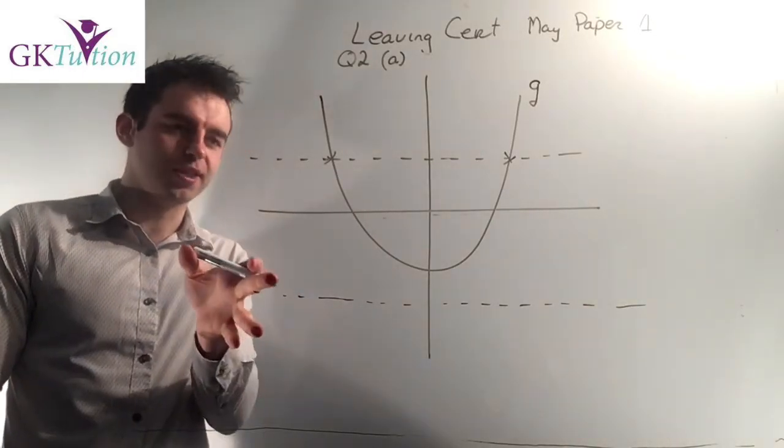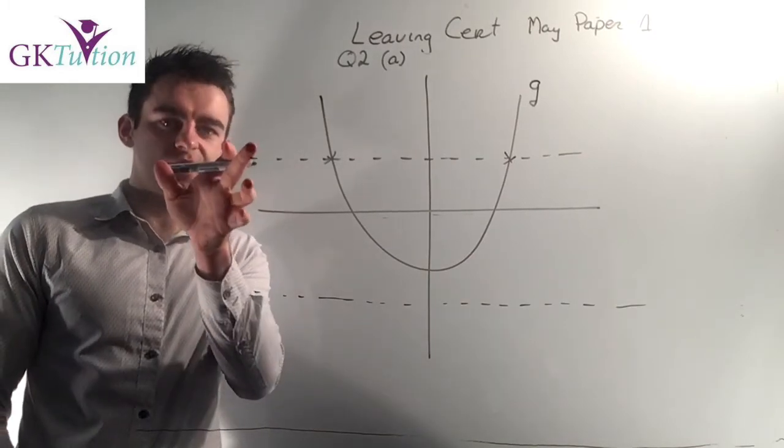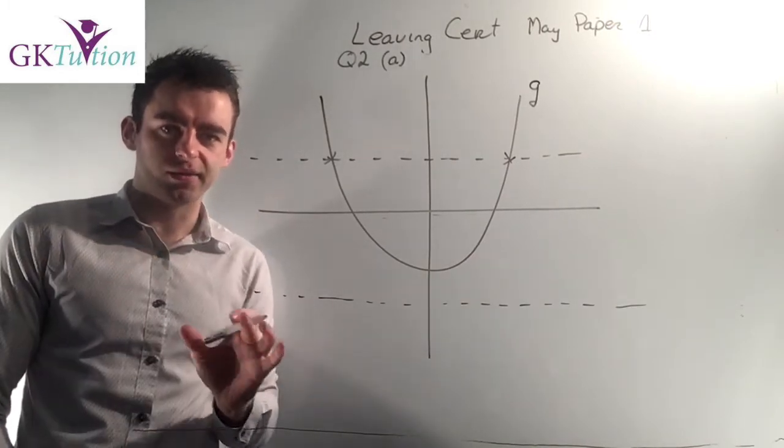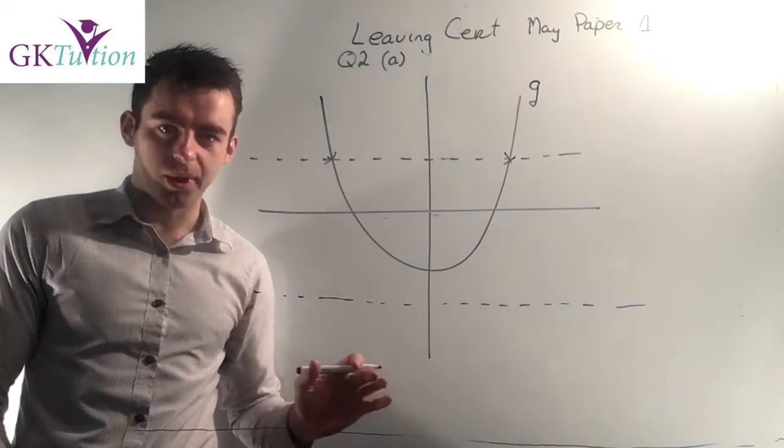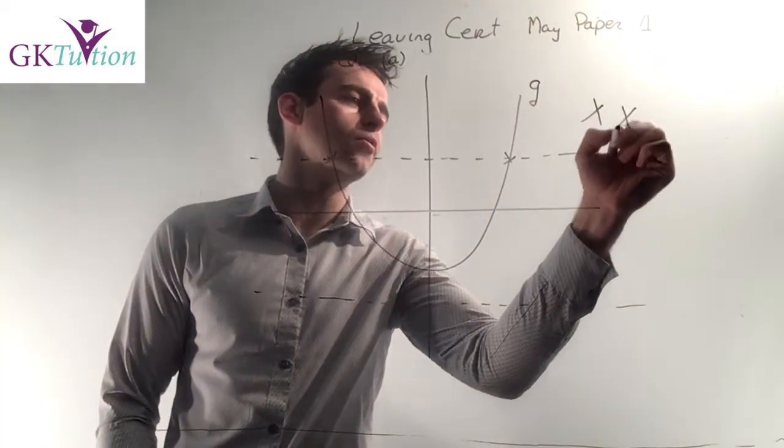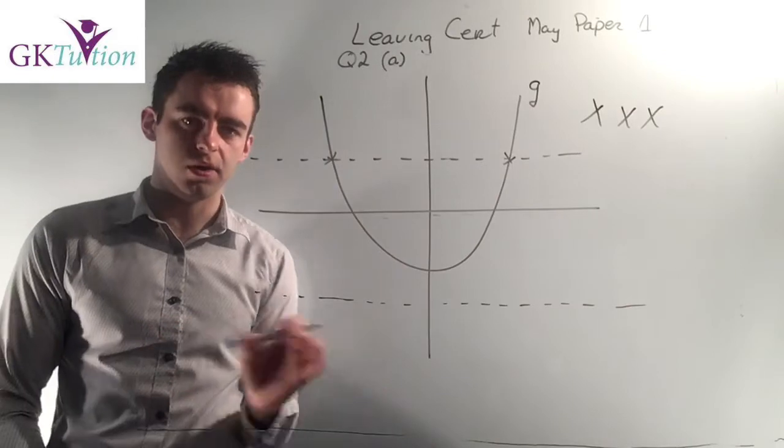So it doesn't intersect at least once, it doesn't intersect at most once, so it's not injective, it's not surjective, and it's not bijective. So in that case, all 3 of 3 x's, they're all false. All 3 of them are false there.